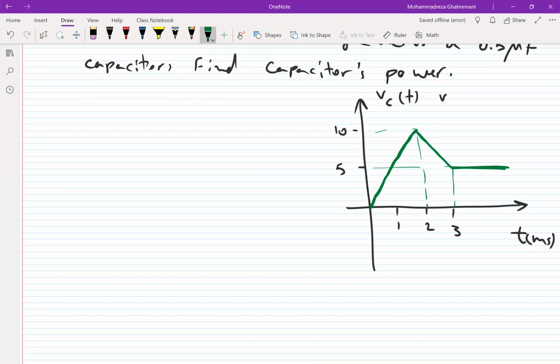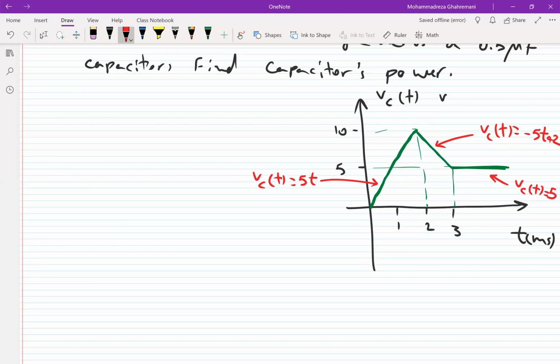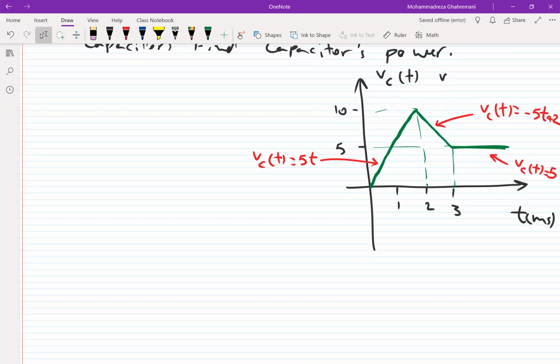So we have three lines, and we need to find the equation for those lines first. The equation for this line is Vc(t) equal to 5t. The equation of this line is Vc(t) equal to negative 5t plus 20, and the equation of this line is Vc(t) equal to 5. Okay, now that we have this information, let's solve the problem.